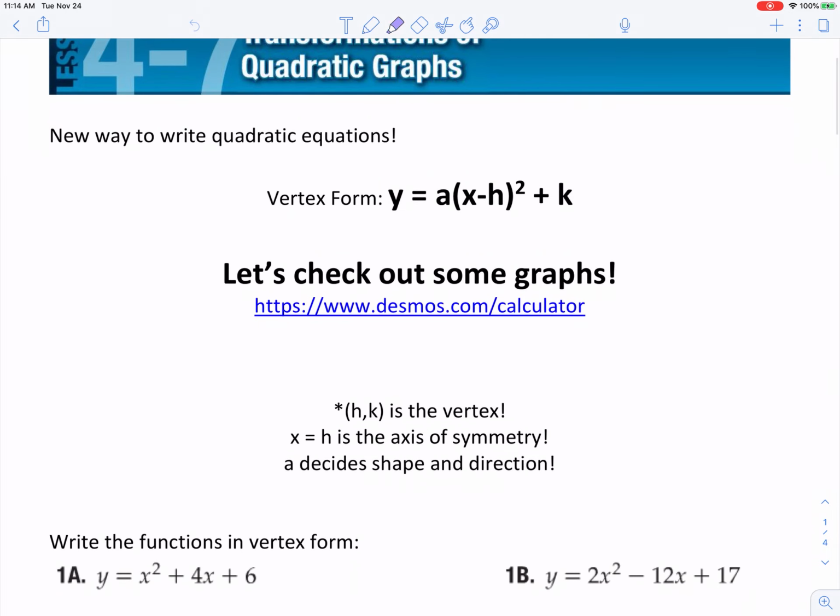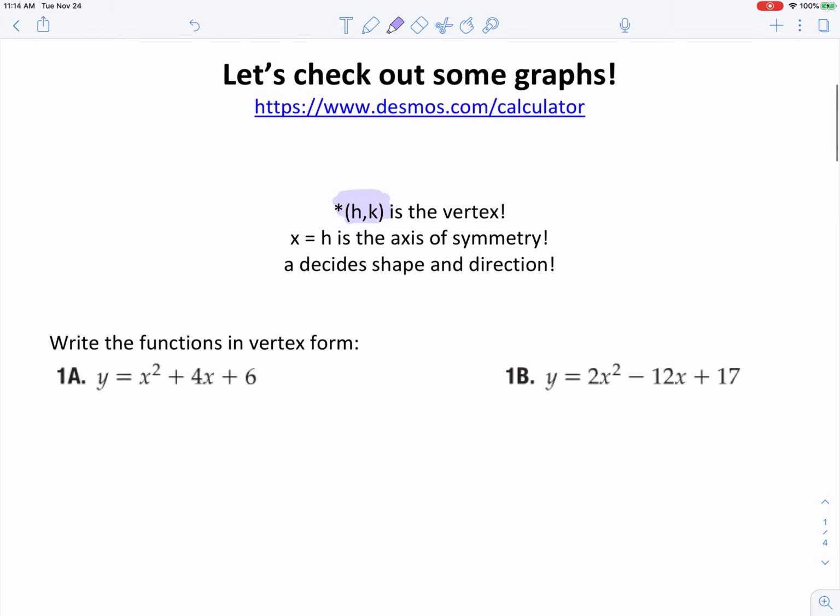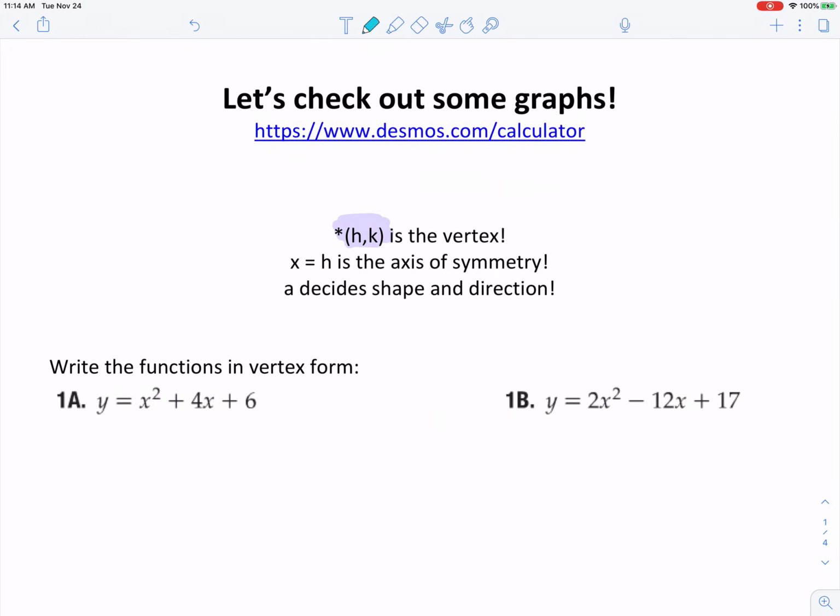Okay, so there's kind of a key here. You might just go ahead and copy that down. By the way, HK is going to end up being the vertex. This is going to allow us to graph fairly quickly and efficiently here. It's going to be pretty great. So, first things, they kind of want us to write this in vertex form.